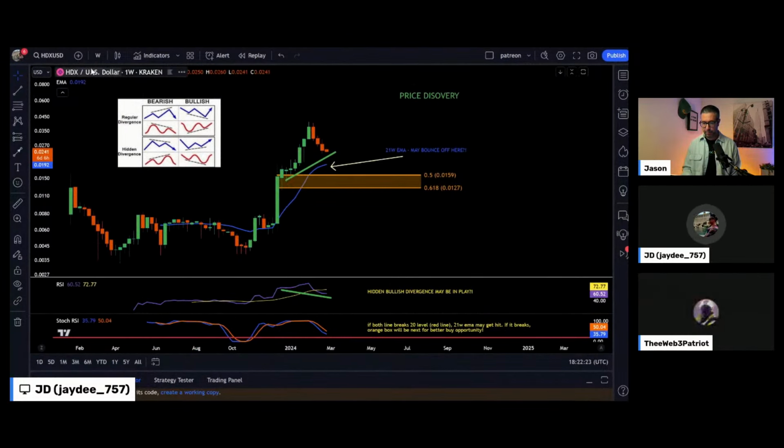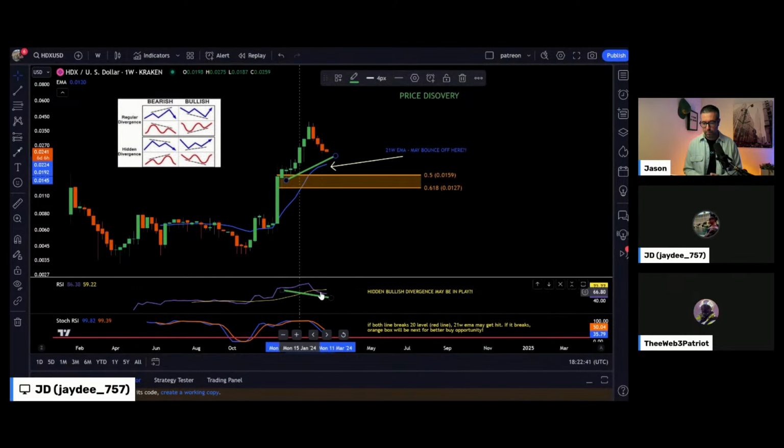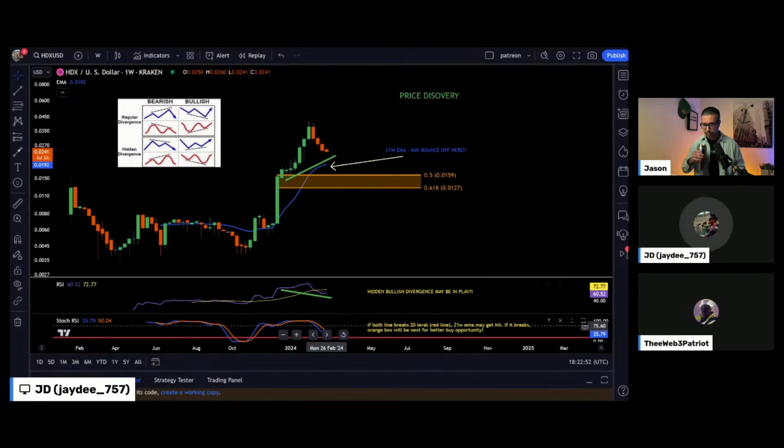So what I see on this chart, on the weekly chart, it may take weeks for it to play out. It looks like we're creating a hidden bullish divergence on the weekly chart. The price is going up while the oscillator is going down here. But one thing we need to keep track of is this stochastic RSI, because if both lines cross below this red line, which is the 20 level, I expect at least this 21 weekly EMA to get hit. That's about 18, 19 cents right there. That's like a 10% drop or something.